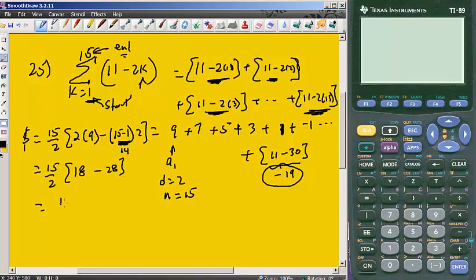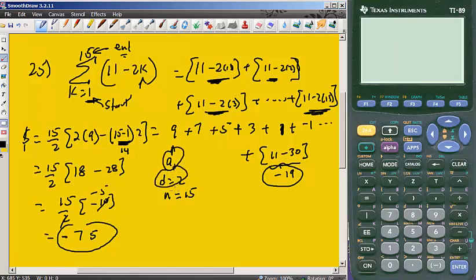And that's going to be 15 over 2, all that times negative 10, and of course that reduces to negative 5. Okay, and that's going to give us negative 5 times negative 75. And that's the sum of this series right here. Now I didn't have to write out all the terms, but I just need to know what the first term was, what the difference was, what n was. But I can also go the other way.